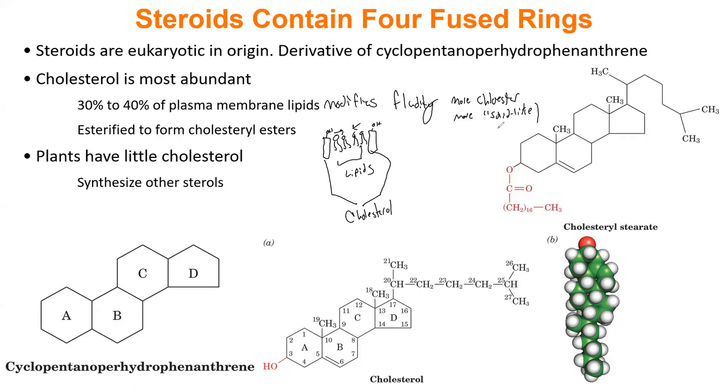But for right now, we're just going to focus on cholesterol's function inside the cell as a main way to increase or decrease fluidity. Now, plants don't have cholesterol. So cholesterol is an animal thing for the most part. But they do have other steroids that they use instead of cholesterol.